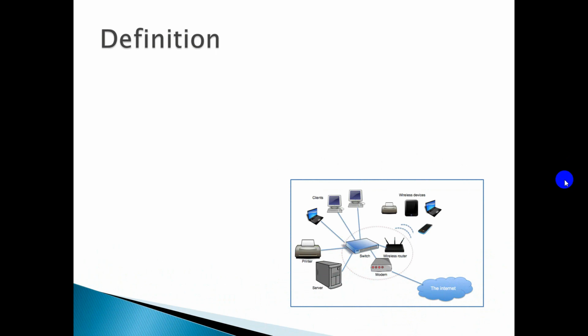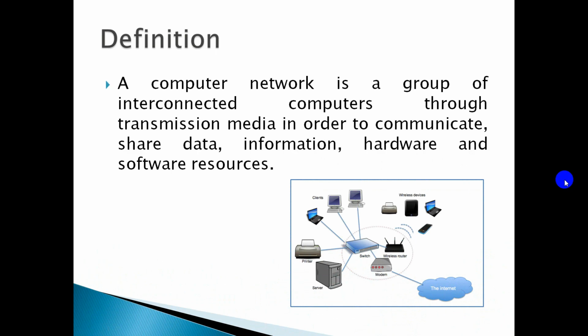Definition of computer network. A computer network is a group of interconnected computers through transmission media in order to communicate, share data, information, hardware, and software resources.